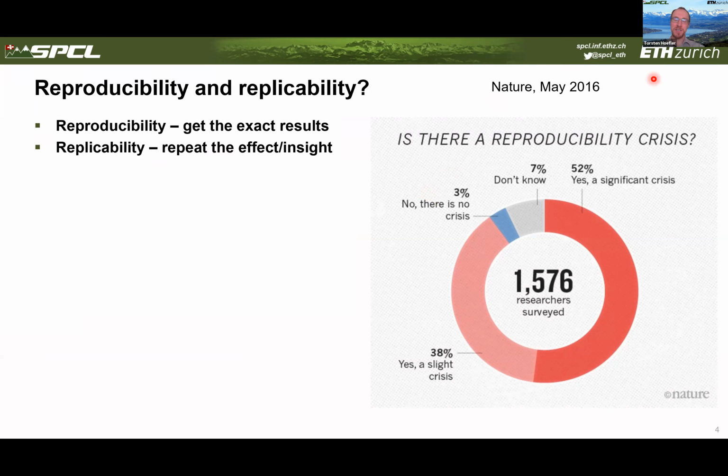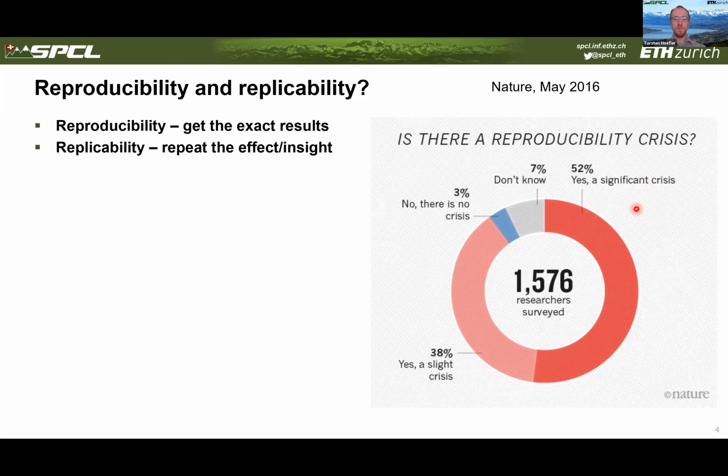So then the question is really, do we consider reproducibility guaranteed or given in today's environment? There was a very nice questionnaire in May 2016 on whether there is a reproducibility crisis or not. Many scientists, 1,500, were asked, and more than 50% agree that there is a significant crisis. This is a Nature journal survey. About 38% see a slight crisis, and some others don't see much of a crisis, but they are clearly the minority.